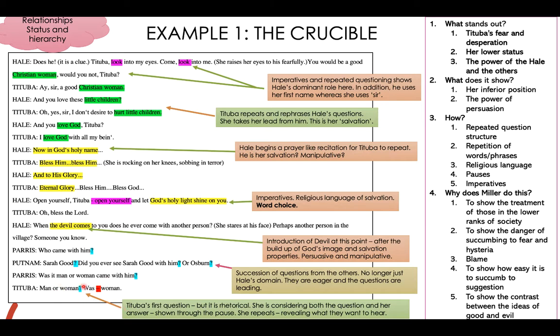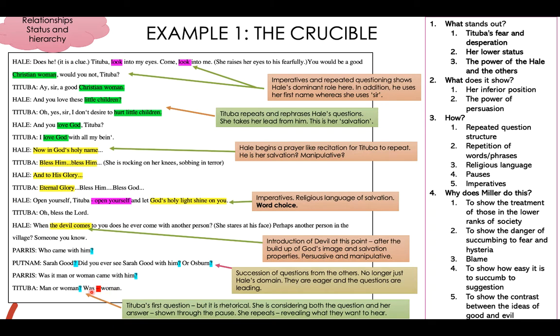So the dialogue here in terms of the questions, there is a pattern. Those that are in power ask the questions. And when she does ask a question, it's to herself. She's giving herself time to think. She's giving herself time to save herself. Was it man or woman? She asks, man or woman? Was woman. So she takes the lead from them, and her response, she repeats. And as this continues, that's what happens. She repeats a lot of the suggestions that they give to her. So she's considering both the question and her answer. And that also is evident through the pause here.